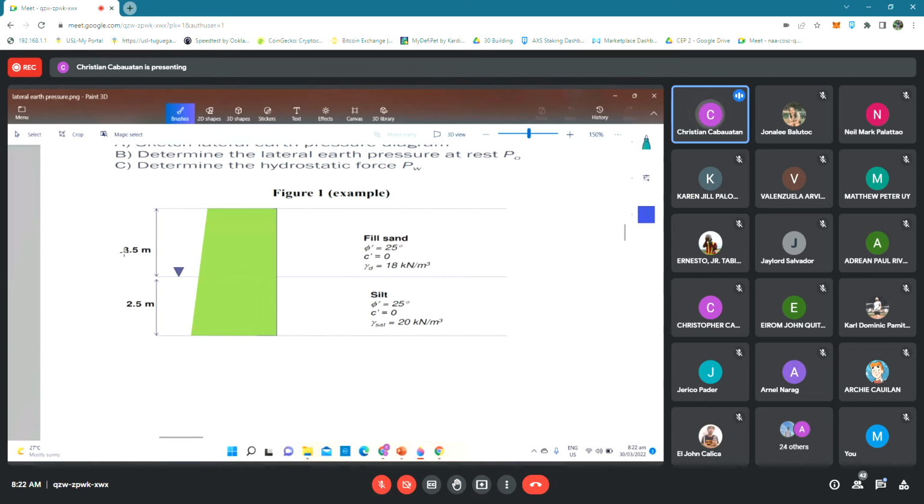The first thing we have to do is to determine the diagram. Let's draw the diagram. For the first layer, we just draw a simple triangle.